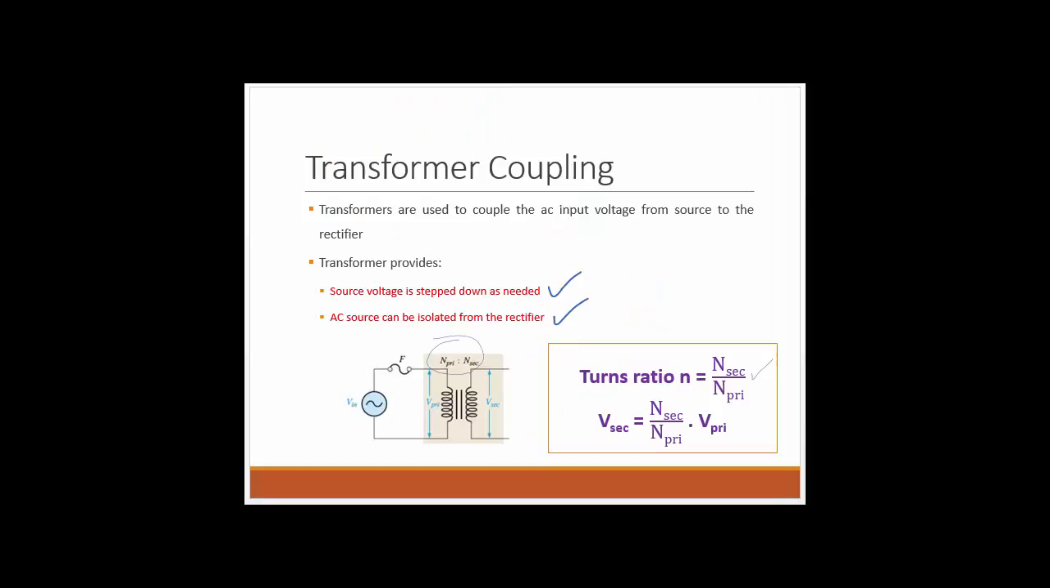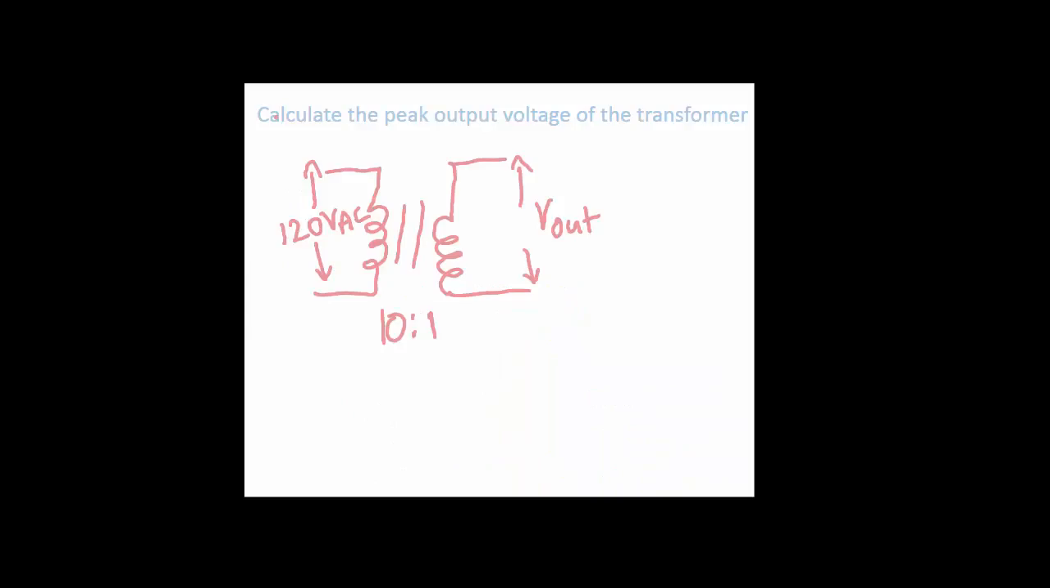Alright, so this is the formula used for it. The secondary side voltage is nothing but the primary side multiplied by the turns ratio, which is the secondary side over the primary side. Alright, let's look at this following example. It's asking to calculate the peak output voltage of the transformer. So let us assume this 120 volts AC is an RMS value. The voltage coming out of the wall outlets is an RMS value, but in this case it is asking for the peak output voltage, which is going to be on the secondary side.